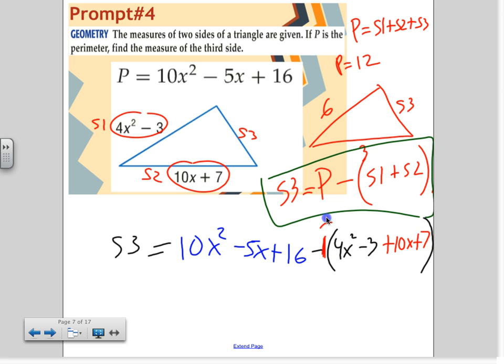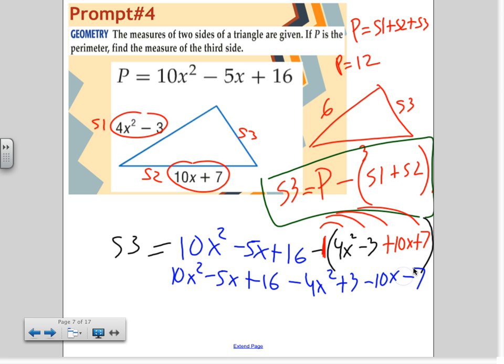So let's start distributing. If we distribute, what do we have? Negative 4x squared, you said. Plus 3. Minus 10x. Plus or minus? Minus. Minus 7. So we got rid of the parentheses. We now have a bunch of terms, and they're a mess.